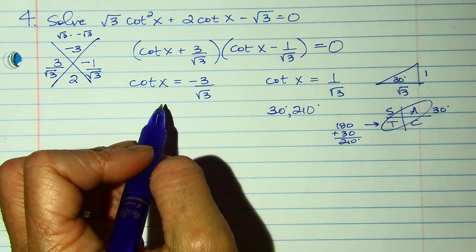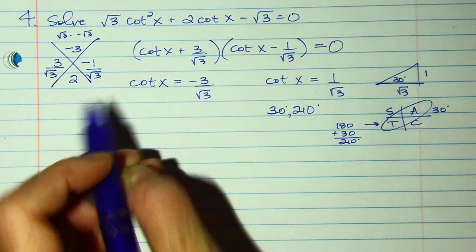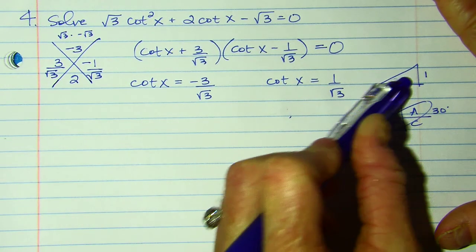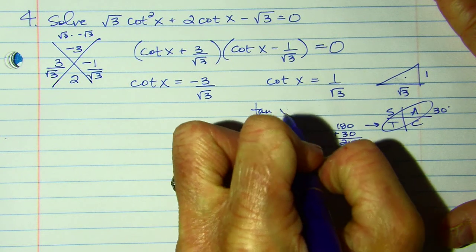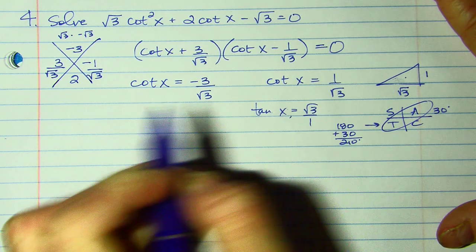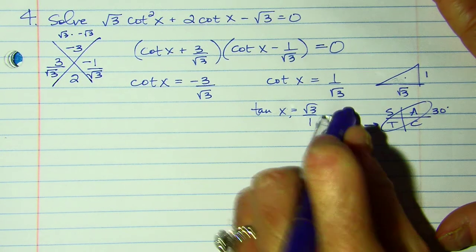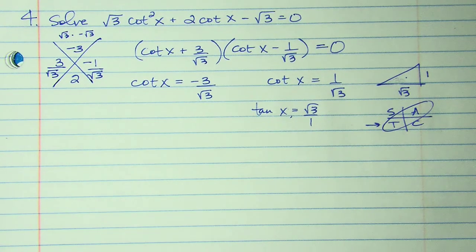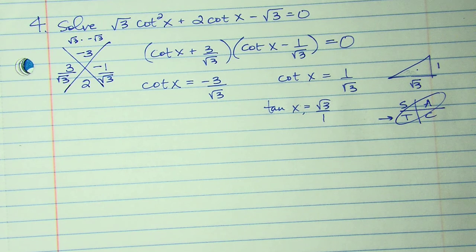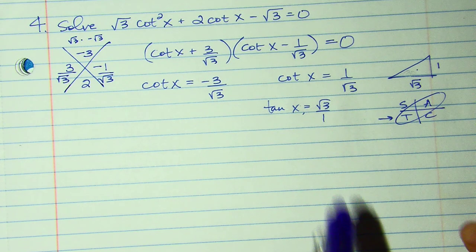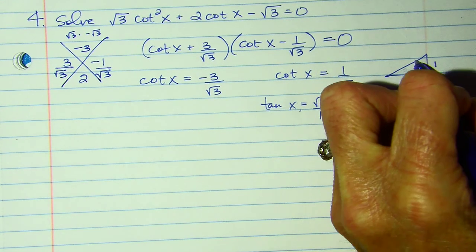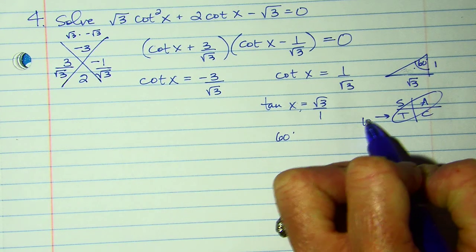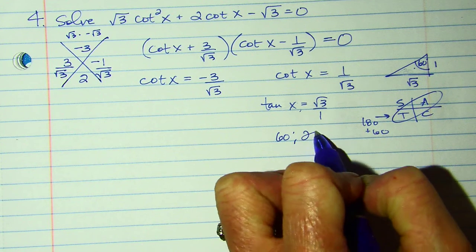Now for the left, oh, whoops. You guys, this is embarrassing. This is cotangent, which means when is the tangent of x root 3 over 1? Ay, ay, ay. I forgot about the reciprocal functions. Cotangent of x of 1 over root 3 would be the same as the tangent of x of root 3 over 1, which would be 60 degrees. So that would give me 60 degrees and 180 plus 60 degrees, which is 240.